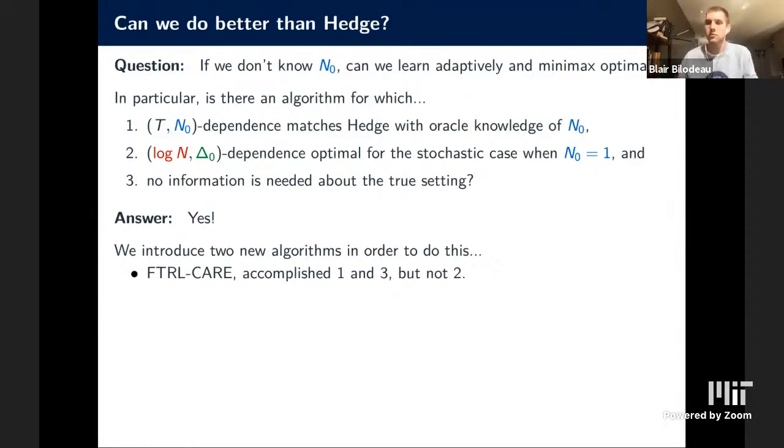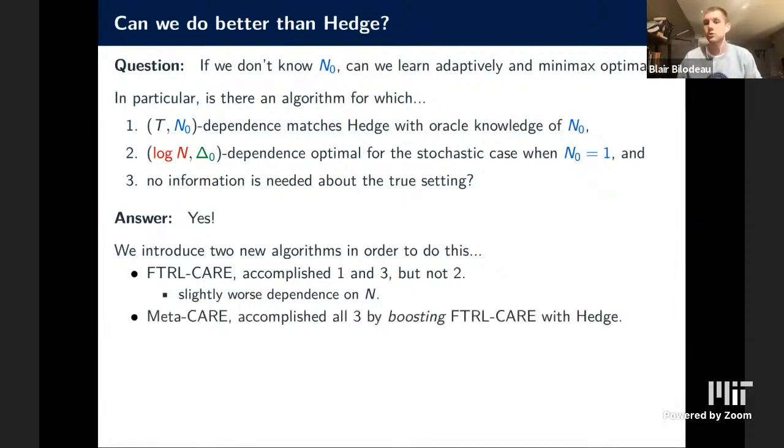So it does so across the spectrum of stochastic and adversarial. But in the stochastic setting, it has a slightly worse dependence on log n. So it's still constant in t, it's just not exactly log n over delta 0. And so we would hope to alleviate that in order to be truly adaptively minimax optimal.